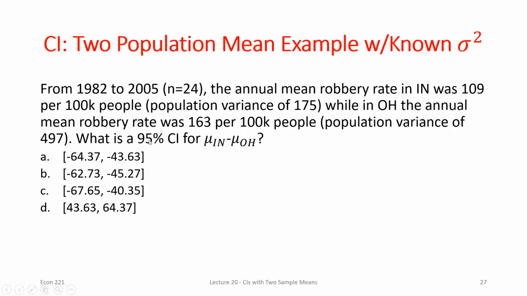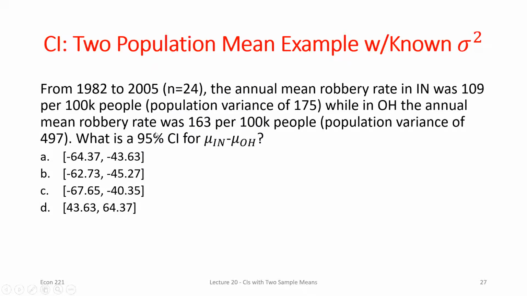So let's say I wanted to build a 95% confidence interval for the true difference between Indiana and Ohio robbery rates. So I've got 24 years from both of these states. My sample size here just happens to be the same for both groups, so my N1 and N2 will be 24 here. The average robbery rate in Indiana is 109, with a population variance of 175. For Ohio, I find a sample robbery rate of 163, and then a population variance of 497.